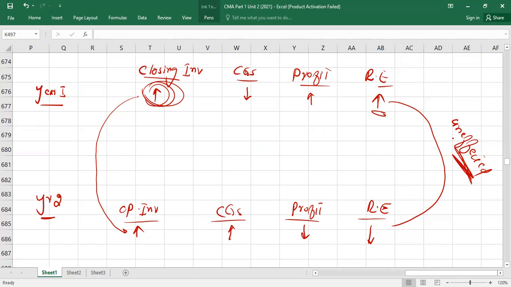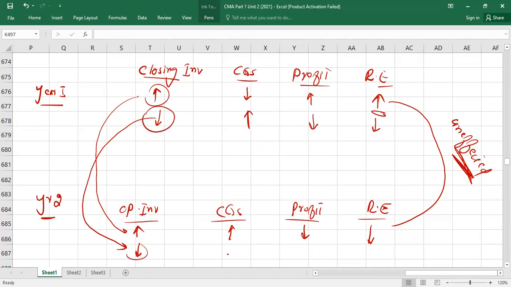Clear? Scenario number 2. Let's create now the other way around. If closing inventory is understated in year 1, obviously cost of goods sold will be overstated. If cost of goods sold is overstated, profit is understated, and retained earning will also have the totally opposite sign, right? And this is going to be your opening inventory next year. It is going to also be understated now.